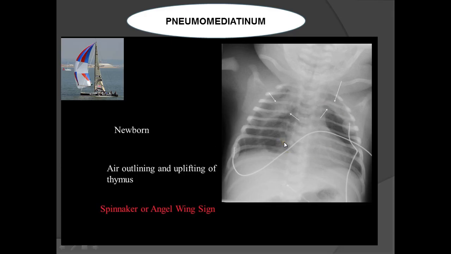So here we have already described the thymus, which is a normal entity in pediatrics. Here, what's wrong? Basically this is again a sign of pneumomediastinum, that is the spinnaker or angel wing sign. The air is surrounding the thymus on both sides, mimicking a spinnaker.